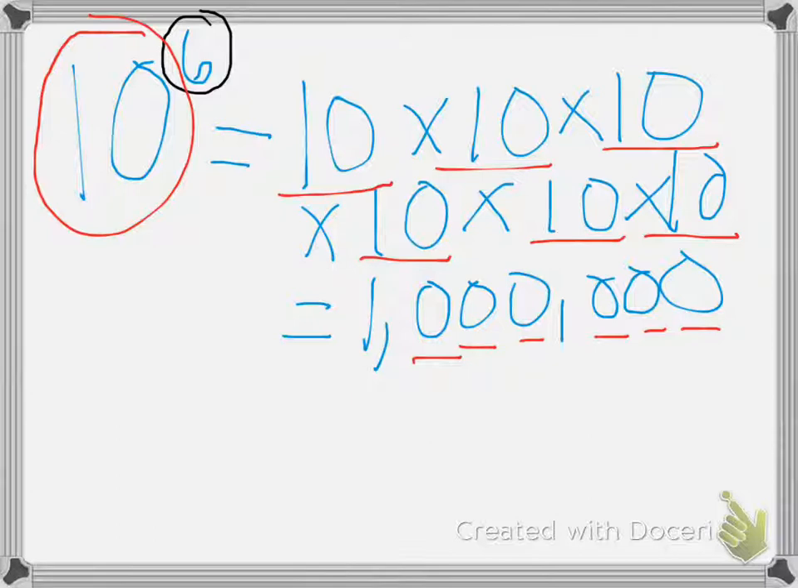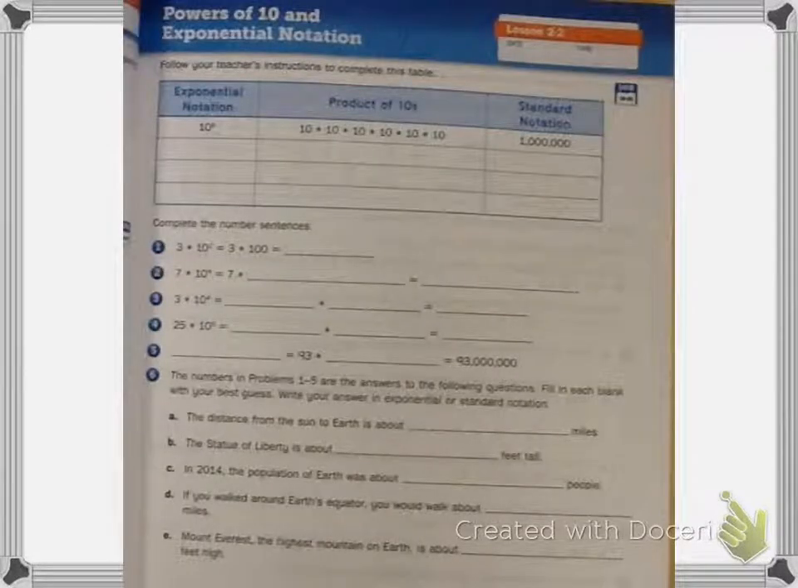So, we're going to turn to our journal page. We are looking at page 41 in your math journal. Let's take a look at our example. It is 10 to the 6th power. So I have 10 multiplied 6 times. 1, 2, 3, 4, 5, 6. Which is the standard notation, the way we see numbers daily: 1,000,000.